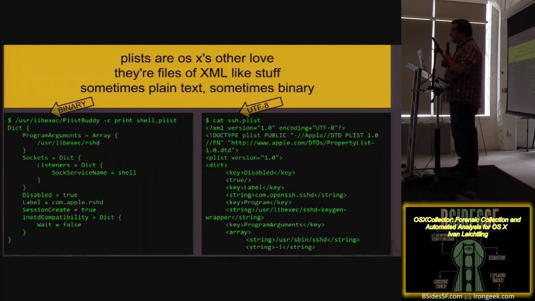Cool. Sometimes they're plain text. Sometimes they're binary. If they're binary, there's a command line tool, plist buddy. It will print out a plist as a sort of JSON-y-like thing, not the XML, not real JSON, something else. Anyway, it's cool. It's a free tool. It works. So we use Python code to read through all these plists and kind of see what's going on.